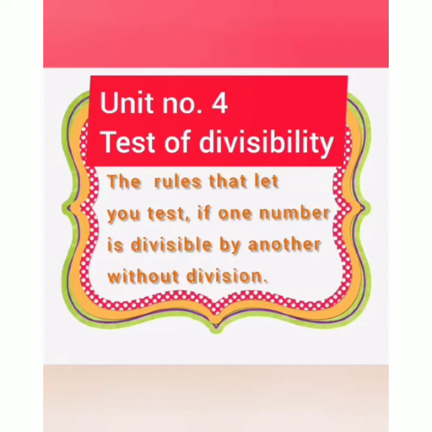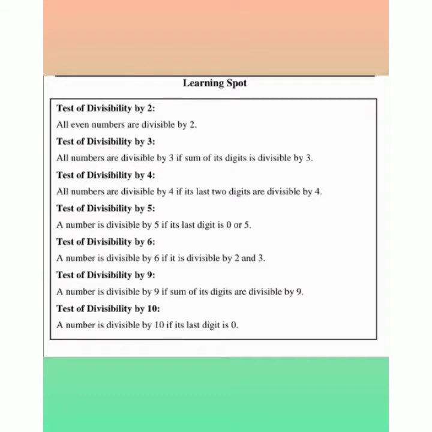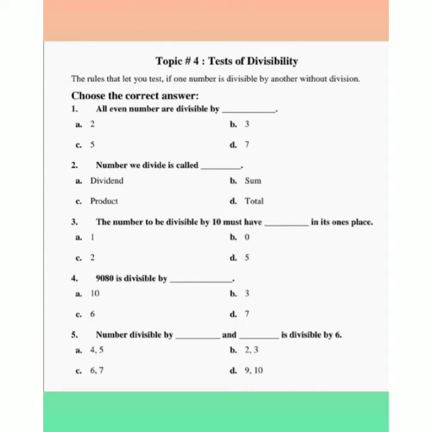Let's move to unit number 4, which is test of divisibility. Let's look at the definition first. The rules that let you test if one number is divisible by another without division are called test of divisibility. Let's look at the learning spot. You have to take a look at this spot and learn these statements by yourself. Okay, let's move to topic number 4, which is test of divisibility.